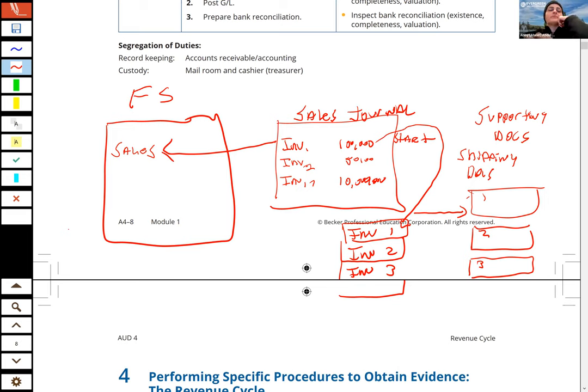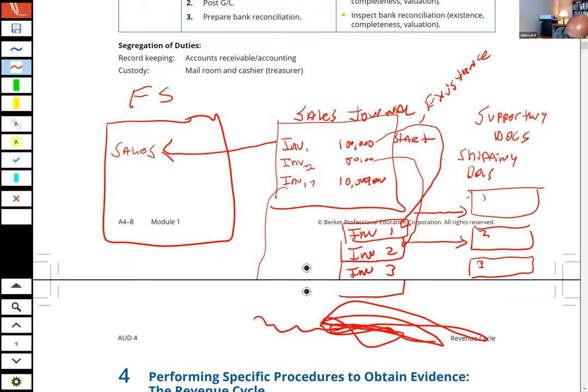Existence? Good. This is existence because I'm looking at something that is recorded. Good. Something that is recorded, and I'm looking for something that proves that it actually happened. Okay. So let's do another one. We go and we look at invoice number two. And there it is. We find the invoice, we find the shipping document. So far, so good, right? Then we go and we pick this invoice 17 and we try to find the invoice.